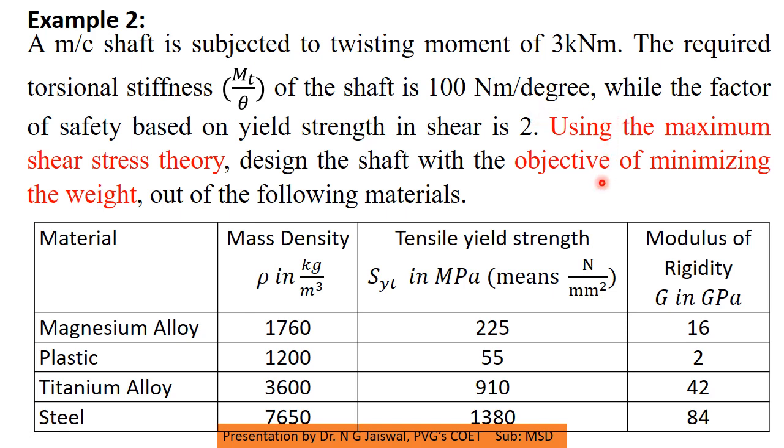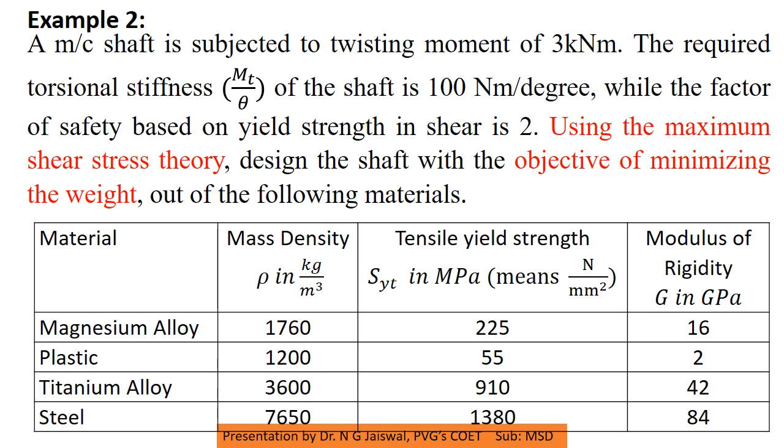The objective here is to minimize the weight. In the previous session, when we saw one numerical, the objective was to minimize the cost. Here, the objective is to minimize the weight. The various materials are given along with their mass density, yield strength in tension given in MPa, which is also equal to Newton per mm square, and modulus of rigidity given in GPa, gigapascal.